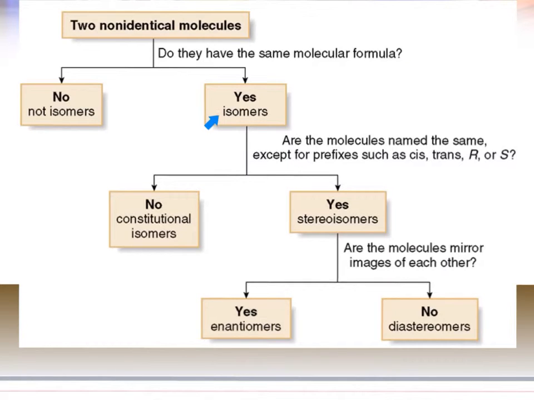Are the molecules the exact same name, except they have a prefix or a suffix? If no, then we classify them as constitutional isomers. If yes, then they are stereoisomers. Are they superimposable? If yes, then they have a chiral complex and they are called enantiomers. If no, they are not superimposable, then they are achiral and they are called diastereomers.